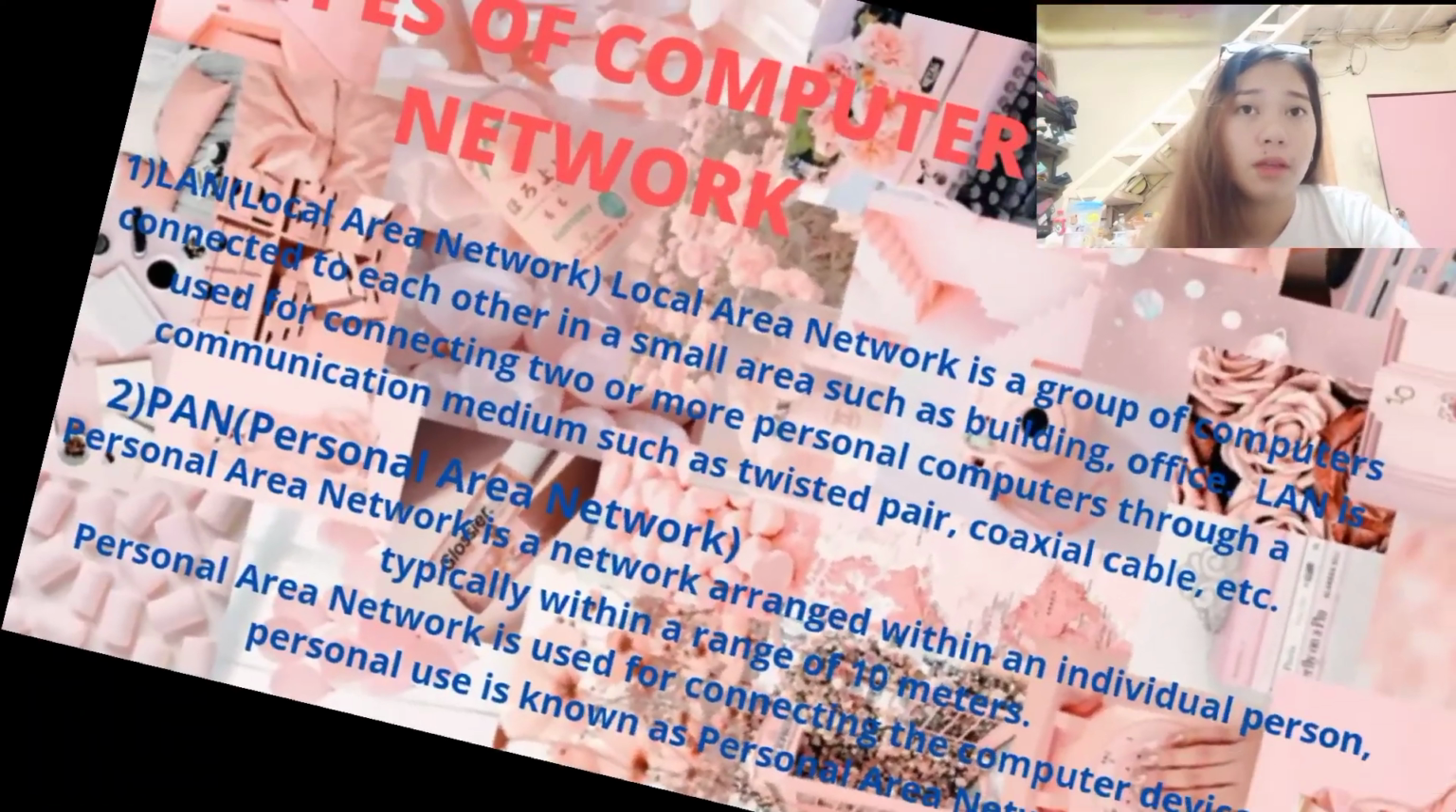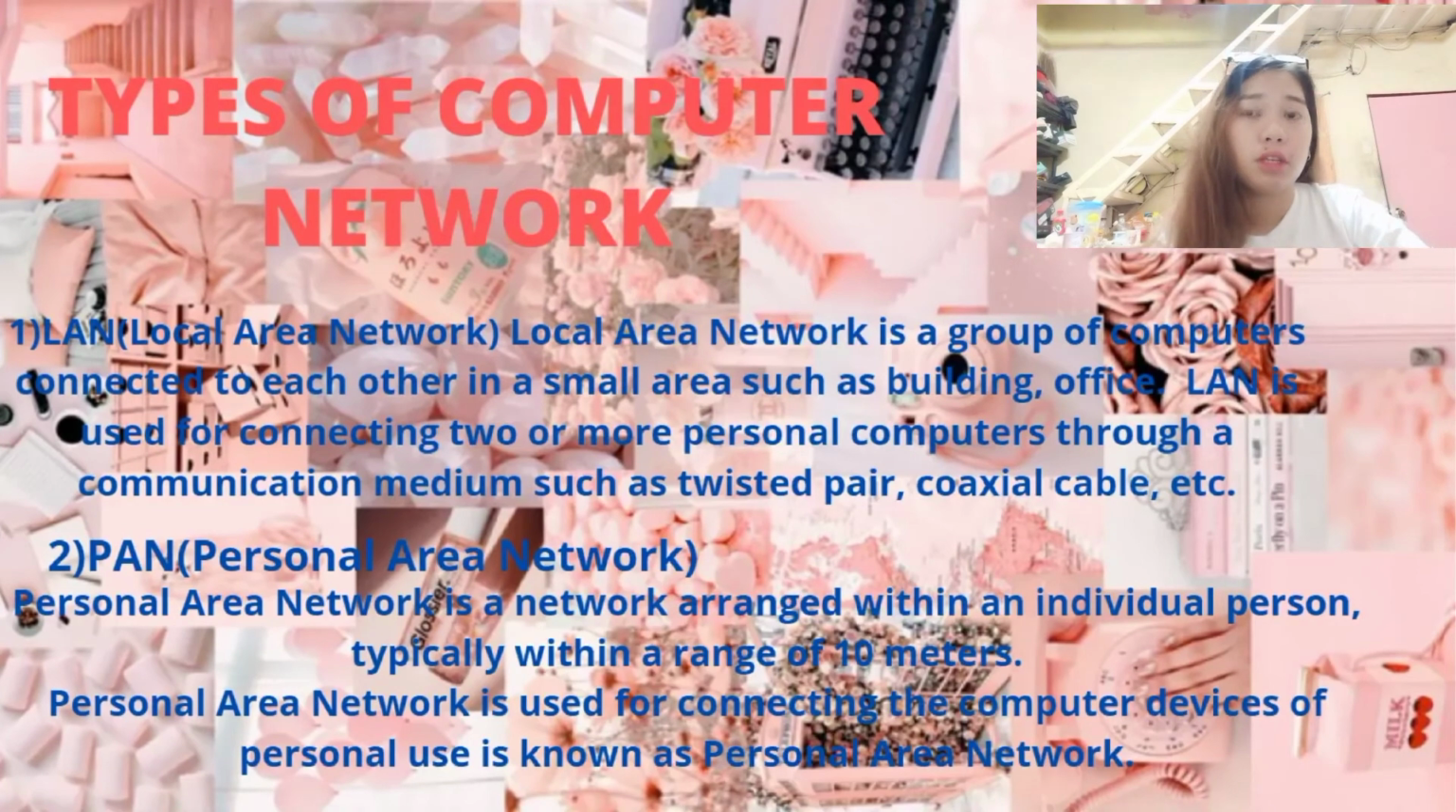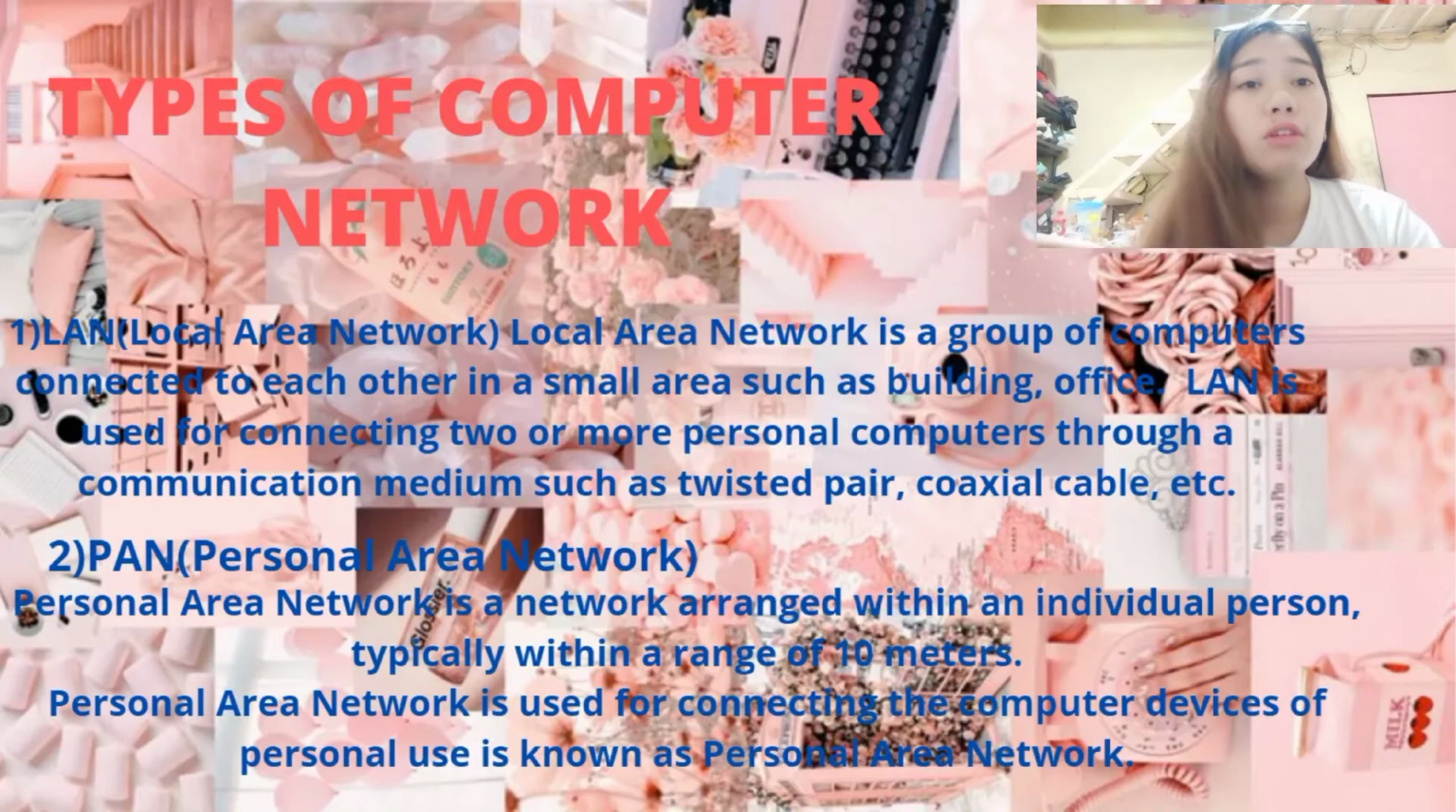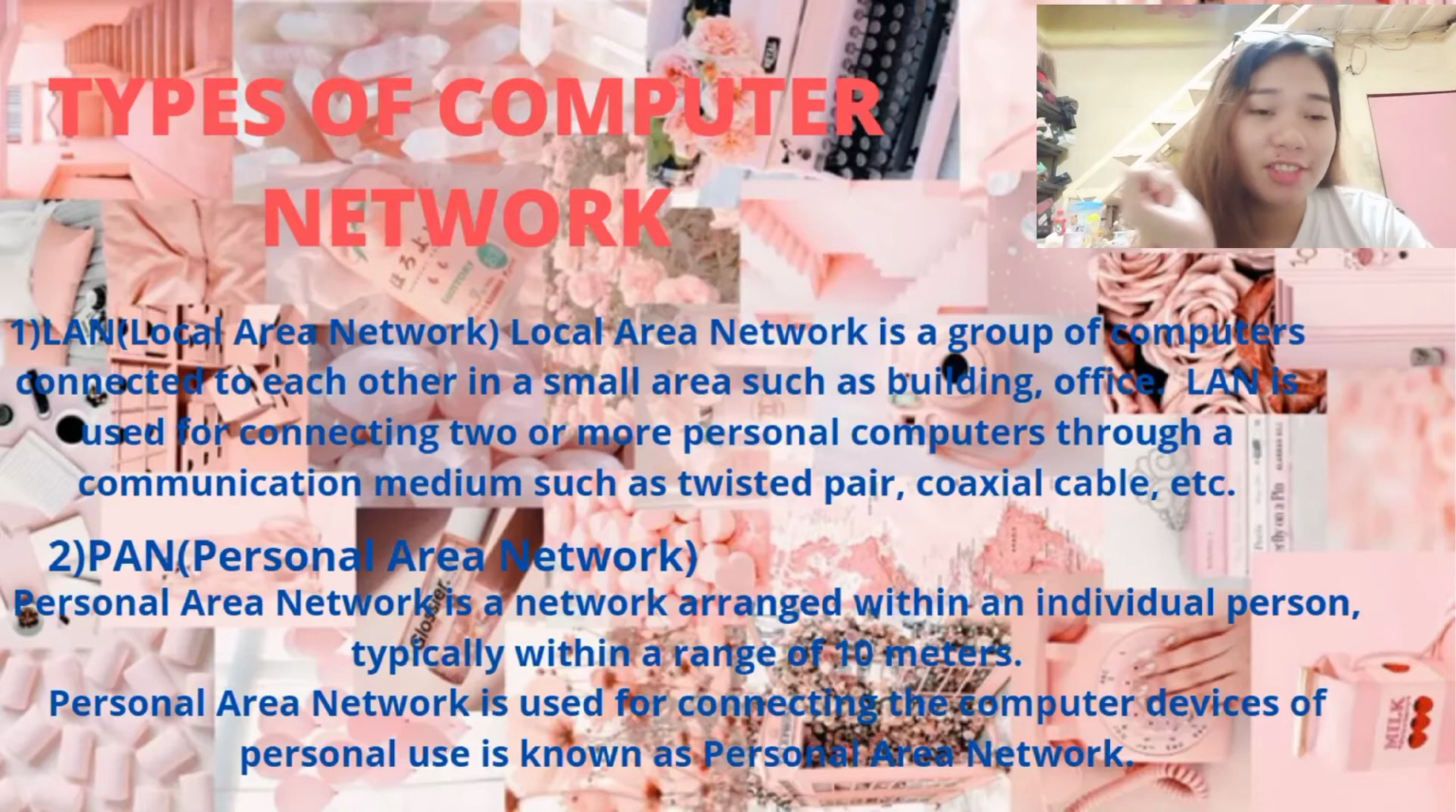So, types of computer network. First is LAN or Local Area Network. A Local Area Network is a group of computers connected to each other in a small area such as a building or office. LAN is used for connecting two or more personal computers through a communication medium such as twisted pair, coaxial cable, and etc.